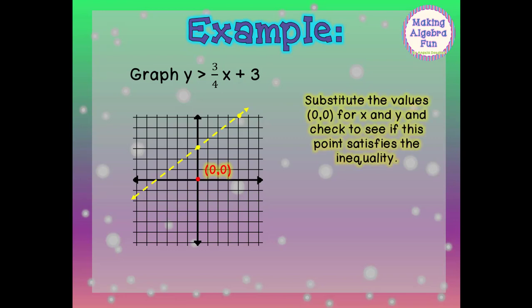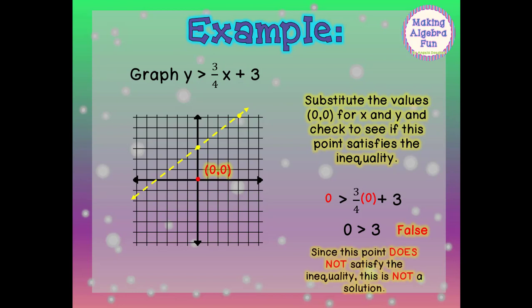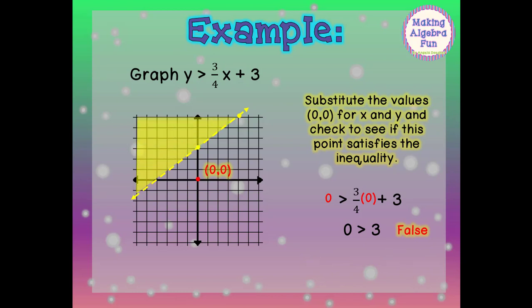So what I need to do is sub in 0, 0. Both values are 0, the x and the y, so you can see I replace them both with 0. And so the left will be 0, and then on the right I have 3/4 times 0, which is 0, plus 3, which is 3. Now, the statement that I get is false. 0 is not greater than 3. So what that means is this is not a solution. And so therefore my solutions are on the other side of the line. So I shade the left side of the line.